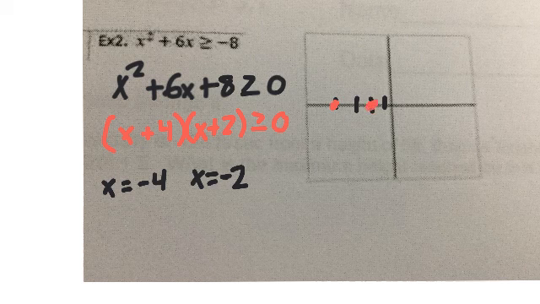And now, which way does the graph open? Is it up or down? Well, my leading coefficient is positive, so I know that my graph is going to be opening upwards. So I know the graph looks something like this.